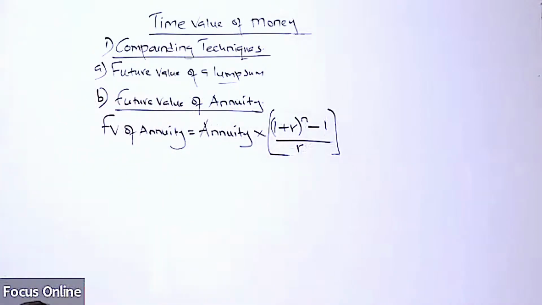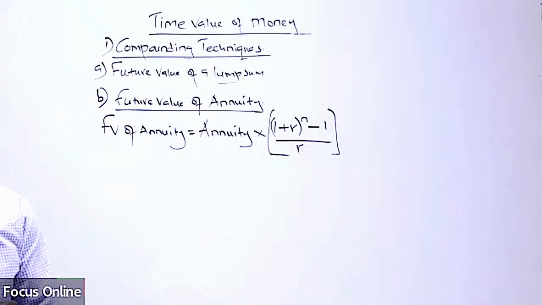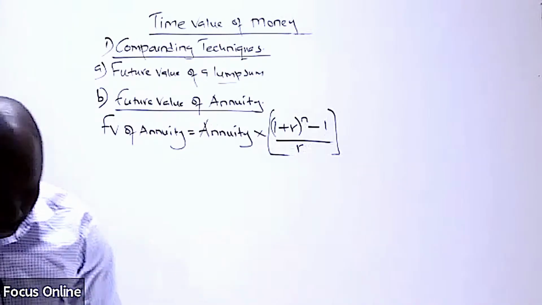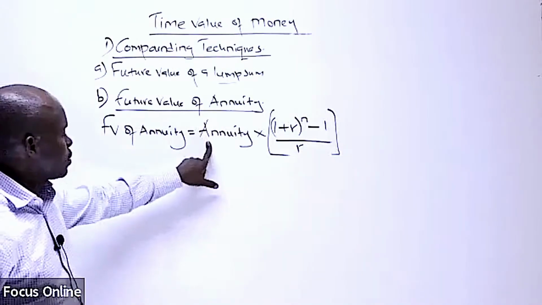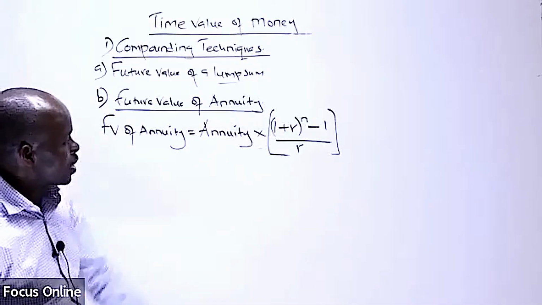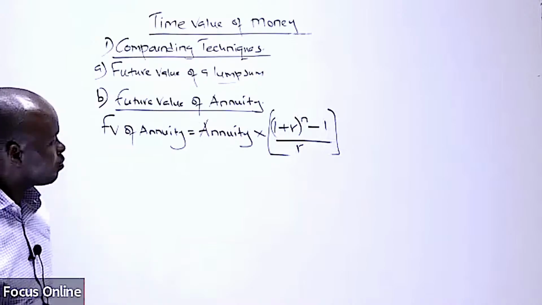1 plus r, and write these formulas because the way they are in the handout, they are very much simplified. Just write what I'm writing on the board. Future value of an annuity is equal to annuity times 1 plus r, in brackets, power n minus 1 over r.